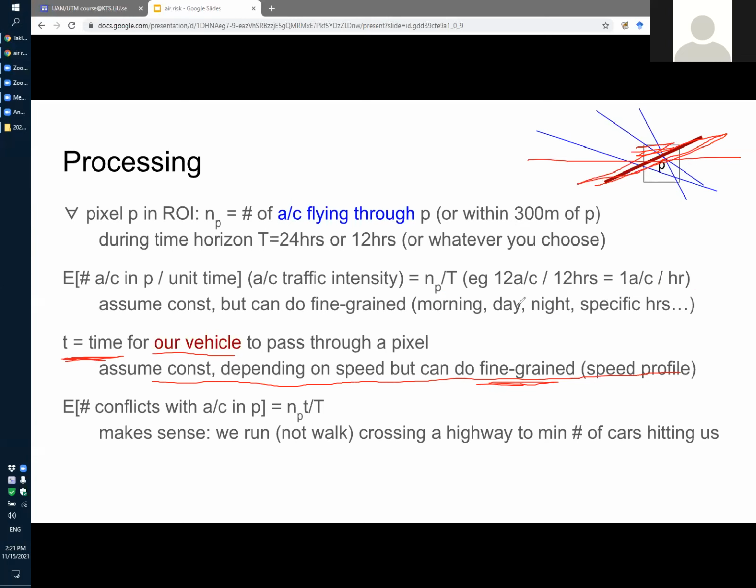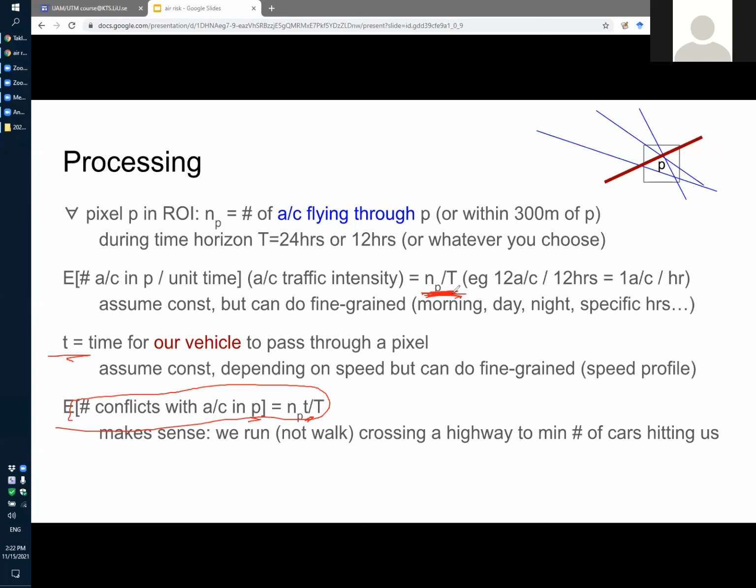Anyway, for simplicity, again, going into the pixelated or grid domain, we assume the drone goes from pixel to pixel, spending the same amount of time in each pixel. And then we have the traffic intensity, which is the number of aircraft in the pixel per unit time. And small t is how much time our drone spends in the pixel. So the expected number of conflicts with aircraft in this pixel is just this multiplied by this, right?